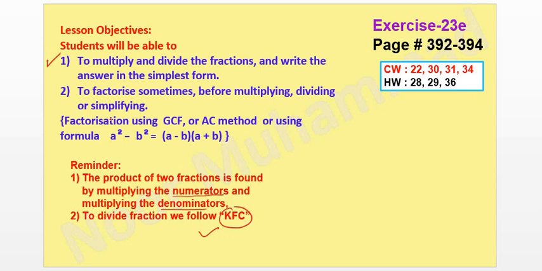Okay, now what is new here? Why do I have to make a separate video for this one? Because sometimes we notice that we cannot cancel any of the factors, but if we factorize any of the expressions that is either in the numerator or in the denominator, then we become able to cancel the factors. Okay, let me explain with the help of an example.